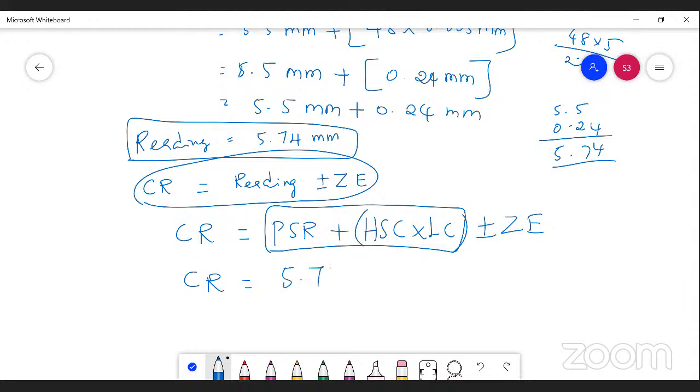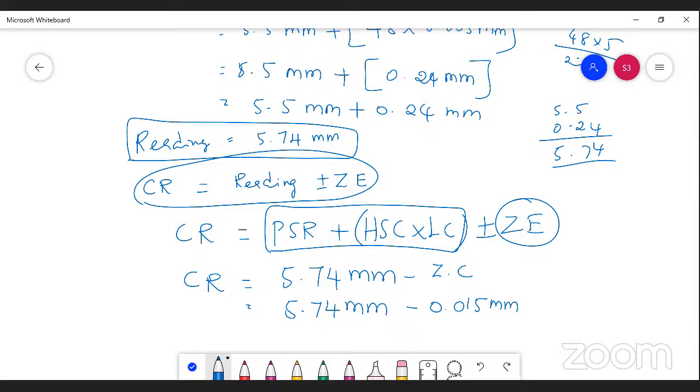In our problem, the reading value is equal to 5.74 millimeter. Is our error positive or negative? Positive error, but the correction is negative, so minus zero correction. What is our zero correction value? Minus 0.015. So 5.74 millimeter minus 0.015 millimeter. Error positive means correction is negative; error negative means correction is positive. So it is 5.74 minus 0.015 millimeter.